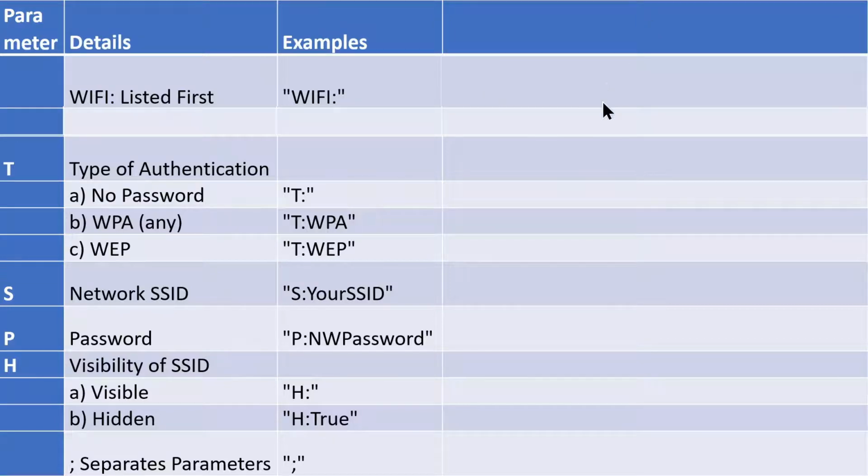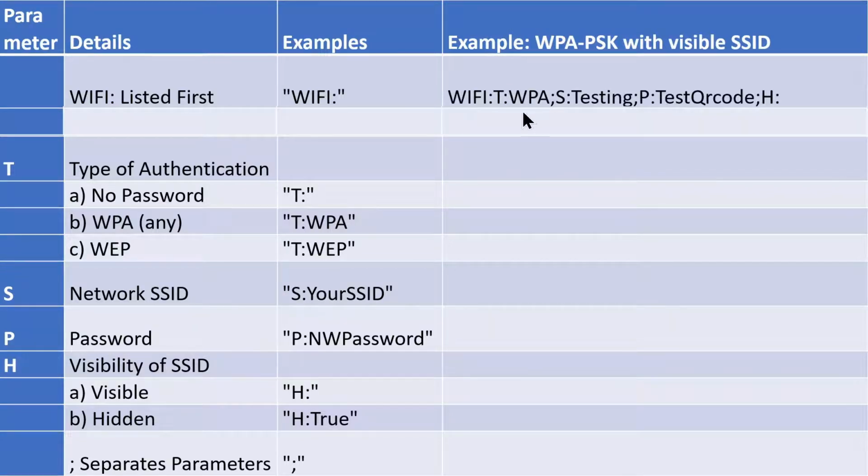In the next part of the video, we'll build a QR code based on a PSK with visible SSID. And the character string will be T for WPA, and then S for the SSID is testing. And the password is going to be TestQrcode, and because the network is visible, we'll just have an H:. We'll demo creating this QR code and show logging in from both an iPhone and an Android phone.